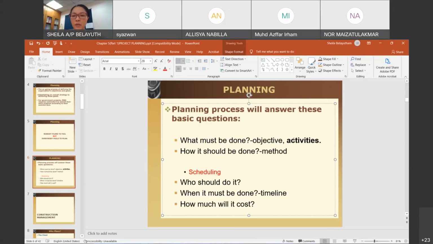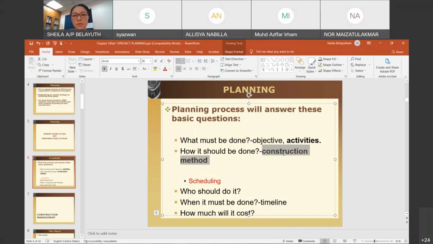So for example, the activities that you might identify for architectural works. You need to do roofing, you need to do painting, but how do we do that? Painting pun, do you want to paint using a brush ke? The method that you want to request your workers to guna spray ke? Okay, so method. How it should be done. How those activities should be done. So, method. Construction method. Okay, so construction approach, construction method.